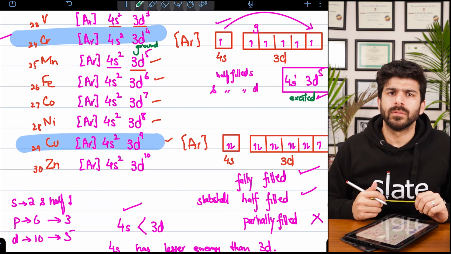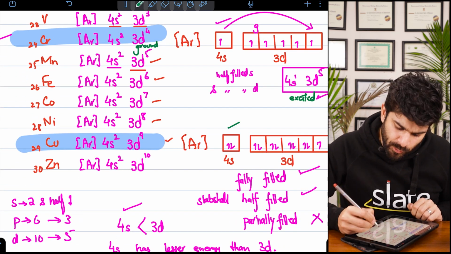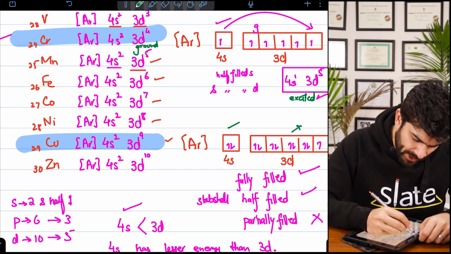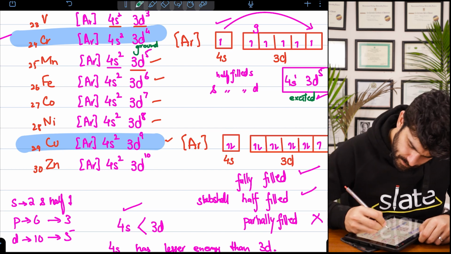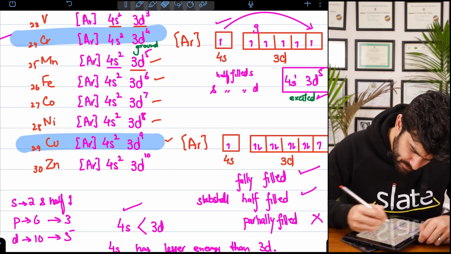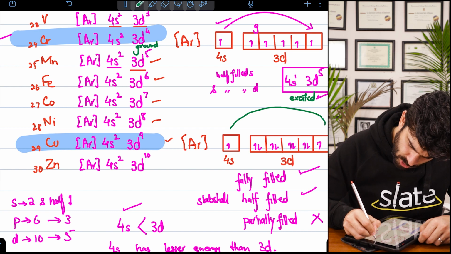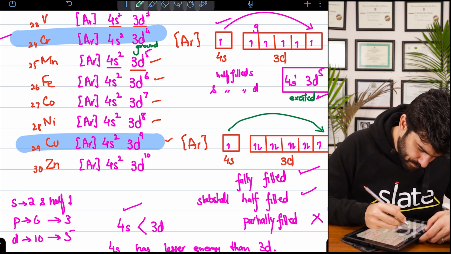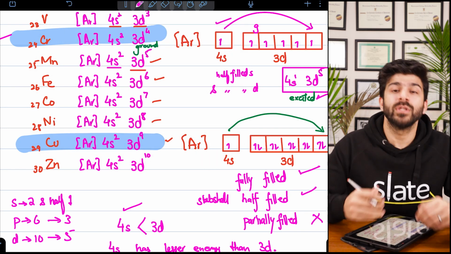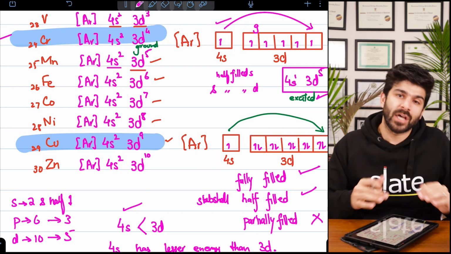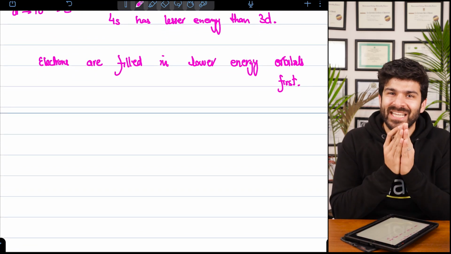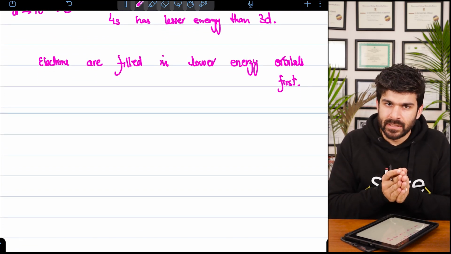Likewise, in the case of copper, this is fully filled, this is partially filled. Not accepted at all. But what if I excite the electron? I remove it from here, and the electron goes to this. And now it's fully filled. And that is how it becomes stable. So students, that gives stability.